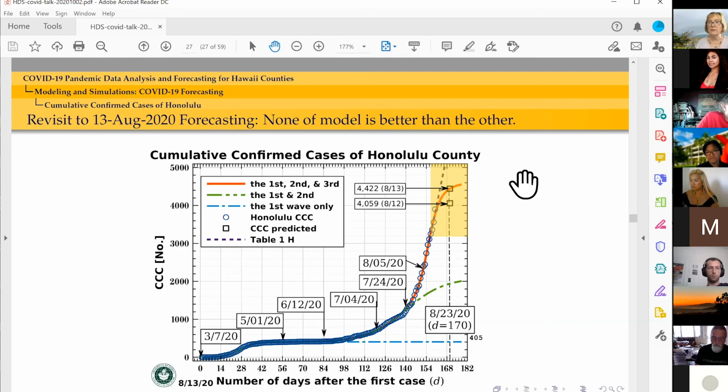Okay, great. A question from Paul: Are daily cases, hospitalizations, and deaths available for download as a spreadsheet? Is that data available? Yeah.